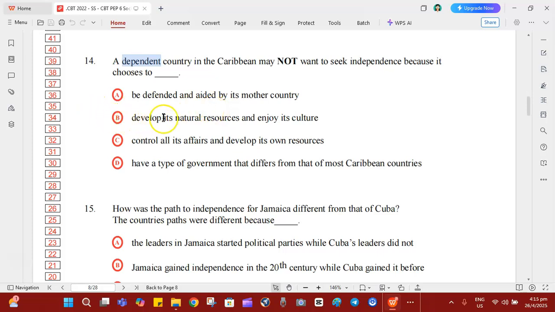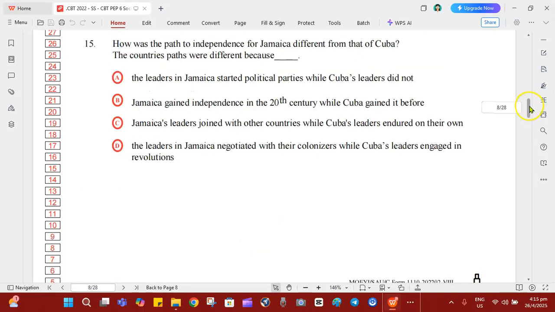B says that country wants to develop its natural resources and enjoy its culture. That sounds like independent. C, control all its affairs and develop its own resources. That's independent. Have a type of government that differs from that of most Caribbean countries. That sounds independent. And we're speaking of dependent. So that country would want the mother country to defend them and to give them aid. Alright, so that's A.